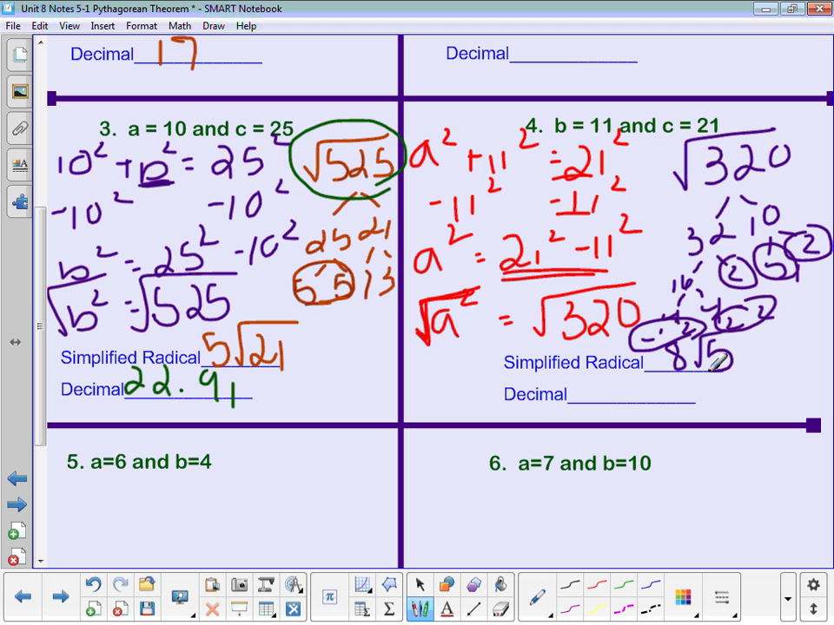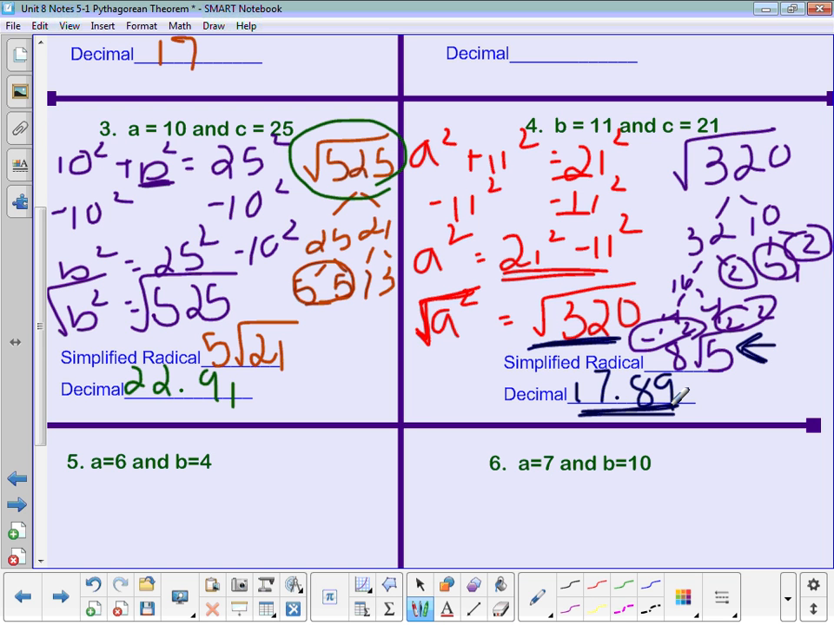Now there's a way you can check to see if your simplified radical is right, and here's how. We're going to plug the square root of 320 into our calculator. When you plug in the square root of 320, you get 17.89. If you want to check your answer, you could plug in 8 times the square root of 5, and you should still get 17.89.